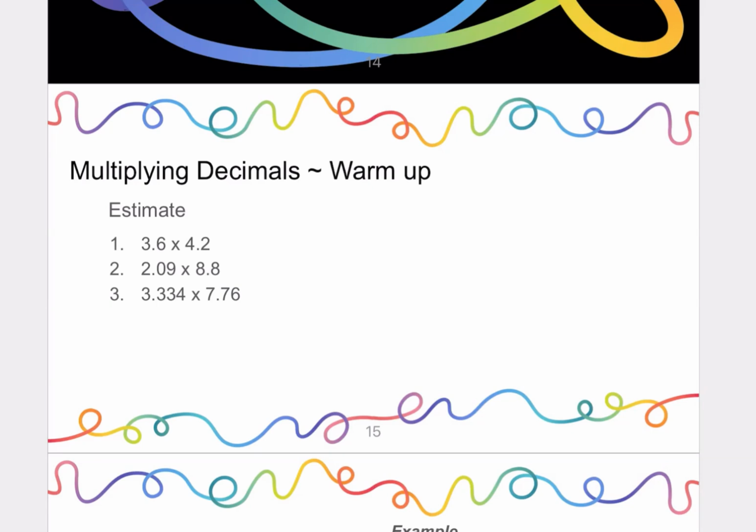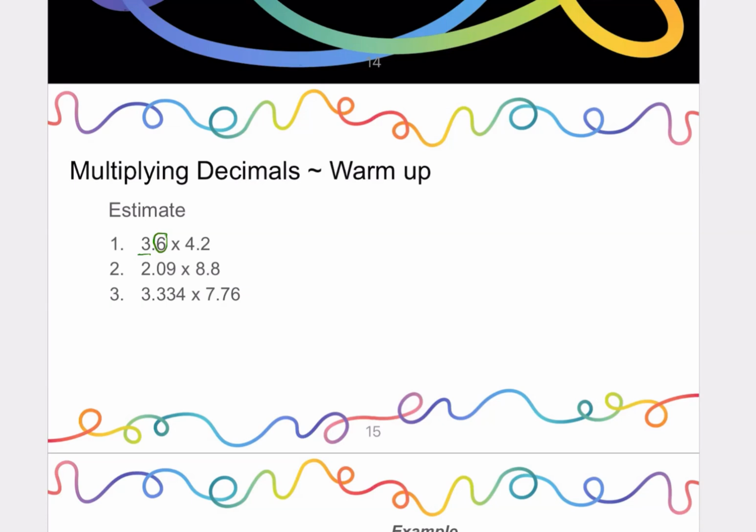3.6 times 4.2. Now, as we practice our rounding, we need to remember that we want to round these to a whole number. It doesn't say that in the problem, but that's the easiest way to estimate these, as whole numbers. Remember that when we round whole numbers, we look at the ones digit, the digit in front of the decimal, and we assess the very next digit.